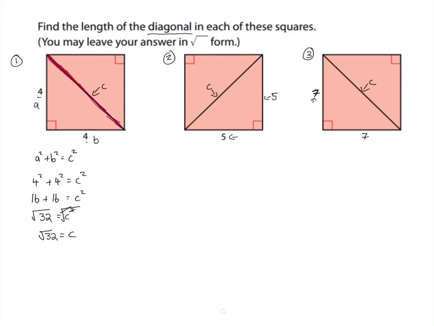Now, if you want, you can find out the square root of 32 with your calculators. But if you look at the question, it says you may leave your answer in square root form. And that means that if you want, you can leave your answer just like this. So that's acceptable. So it's much easier. You don't have to get out the calculator and you don't have to write down a big long number.